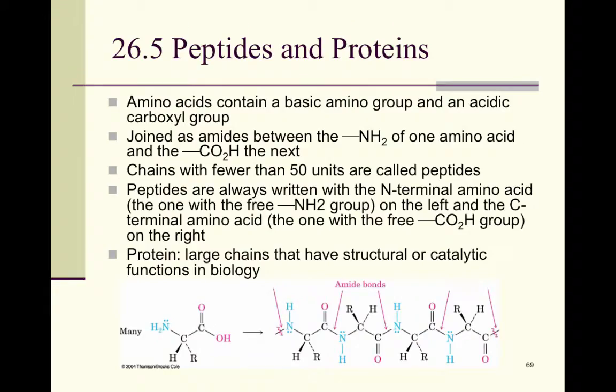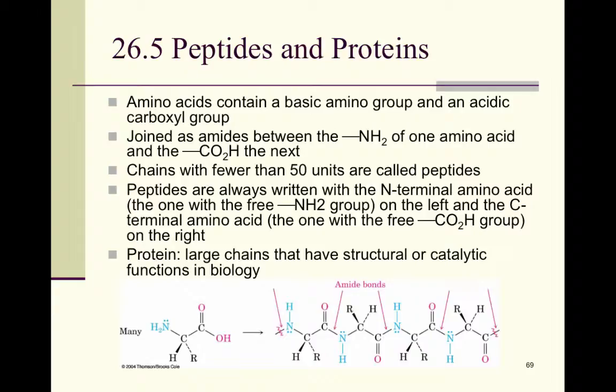Peptides and proteins. Amino acids contain a basic amino group and an acidic carboxyl group. They're joined together in an amide bond where the NH2 of one amino acid is bonded to the carbonyl group of the next. Chains with fewer than 50 units are called peptides.